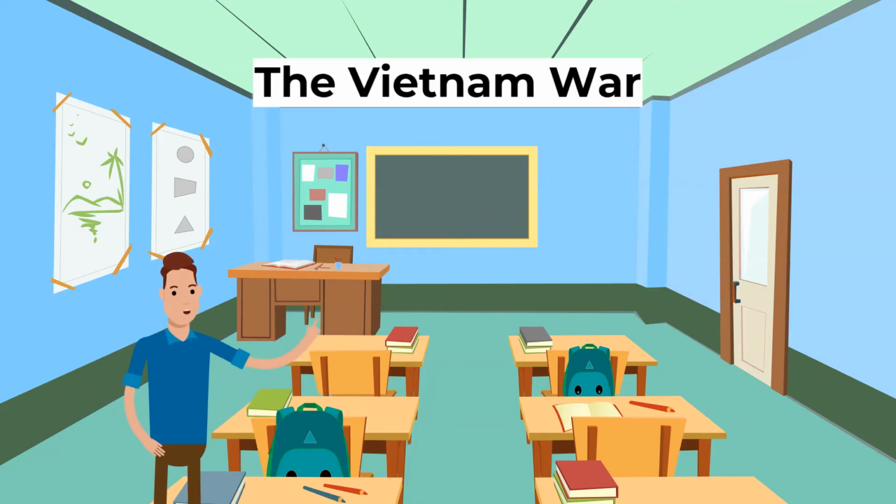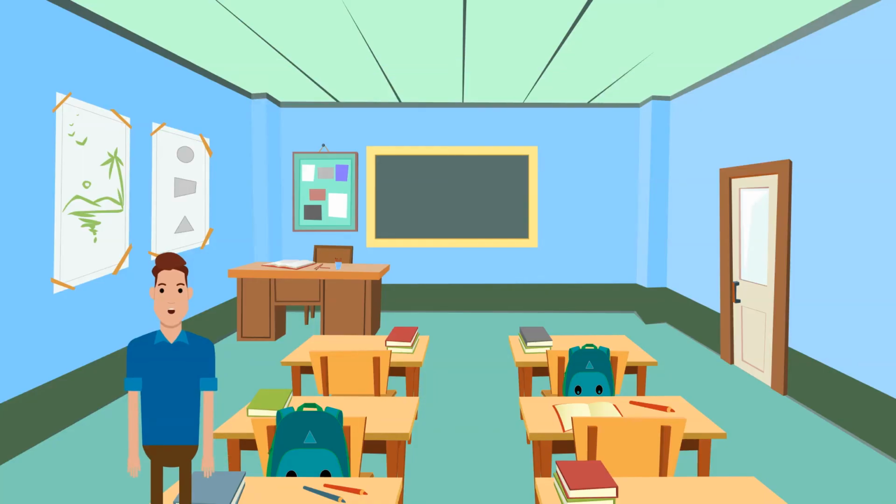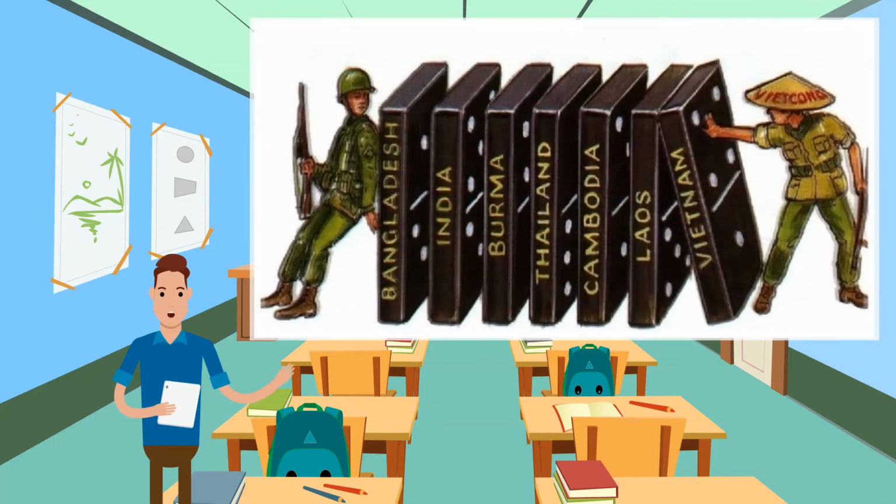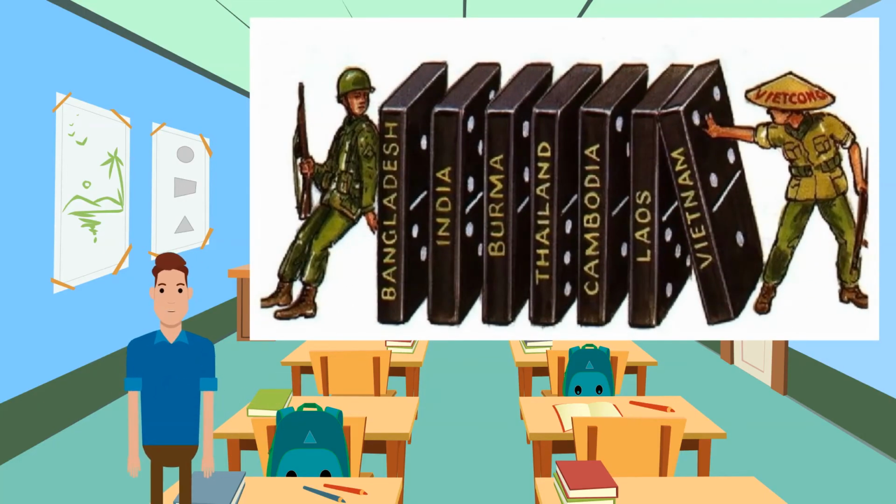Firstly, the Vietnam War. Having seen the spread of communism in Europe, America was concerned that something similar could happen in Asia. Their belief in the domino theory, that lots of countries could fall quickly to communism once one did, led to them sending troops to help prevent the spread of communism from North Vietnam to South.